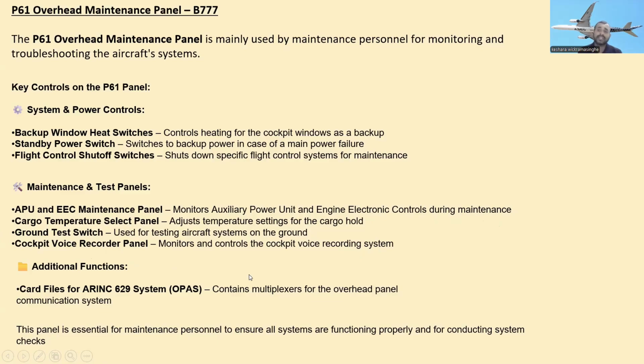And next one, additional functions, card files and ARINC 629 systems. OPAs contains ARINC 629, the system we will discuss later, right? So don't think about it now. In future videos, you will get to know what the ARINC 629 system is. So it contains multiplex for the overhead panel communication system. So this panel is essential for maintenance personnel to ensure all systems are functioning properly and for conducting system checks.